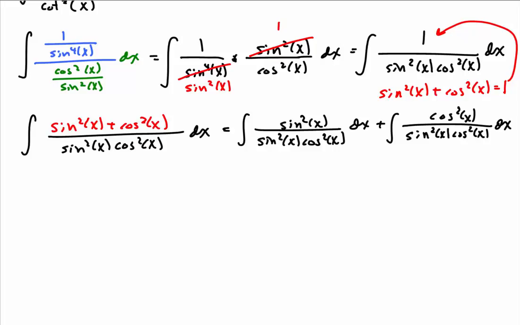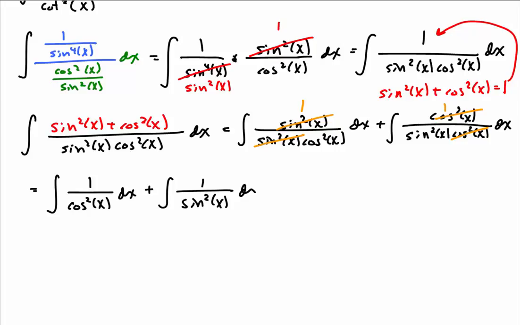Now simplification can occur here. The sine squareds cancel, leaving me with 1 over cosine squared. The cosine squareds cancel, leaving me with 1 over sine squared. So rewriting, I have 1 over cosine squared plus 1 over sine squared. Now it doesn't look like anything real obvious here until I rewrite these. 1 over cosine squared is secant squared, and 1 over sine squared is cosecant squared.